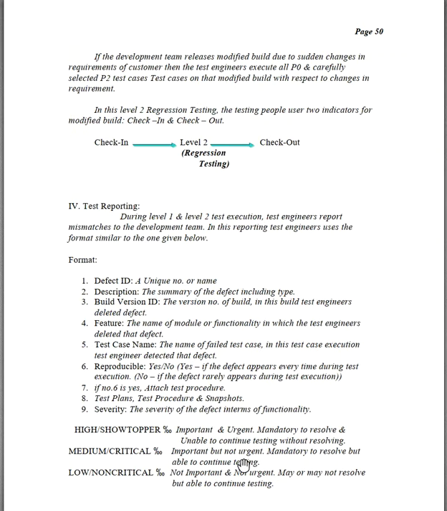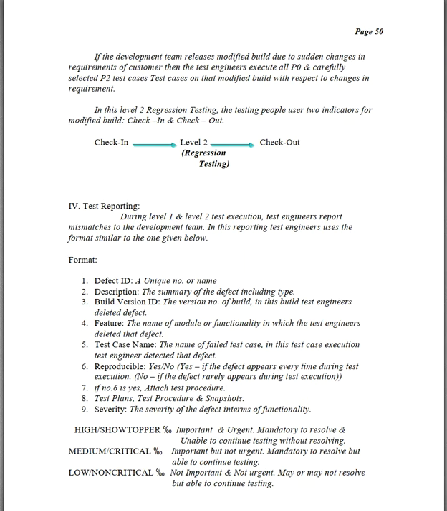Then we have level 2 regression testing. The testing people use two indicators for a modified build, check-in and check-out. So check-in, regression testing, and check-out. That's as simple as that.